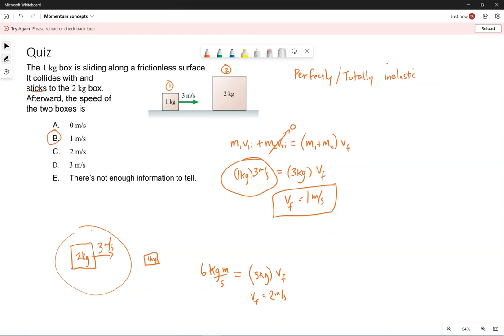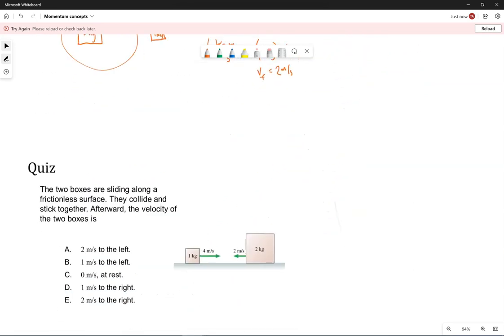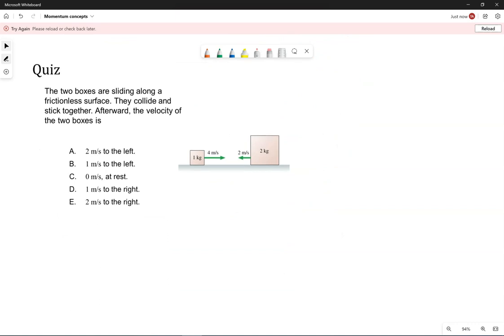Let's look at another question. What do you think the answer is? Correct answer here is C.